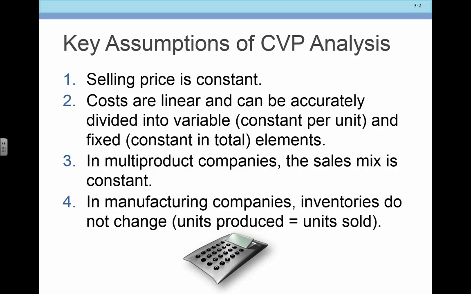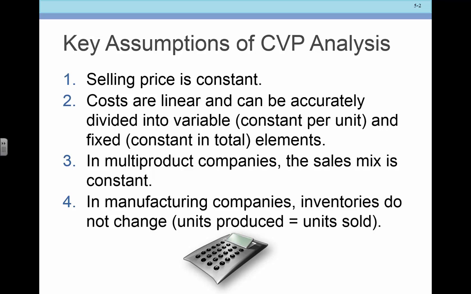Number one, selling price is constant. Well, we know that's not true. Of course, our selling price is going to shift. But when we're making this analysis, we're assuming, for the purposes of any concrete analysis, that the selling price is constant.